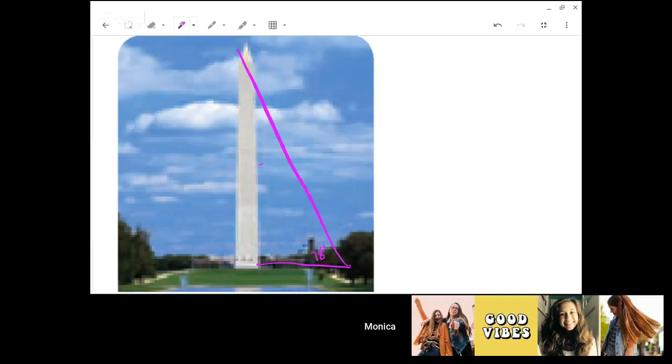So then you're going to need to find that length there, okay? He's standing 118 feet away. So does that help? Okay, good.